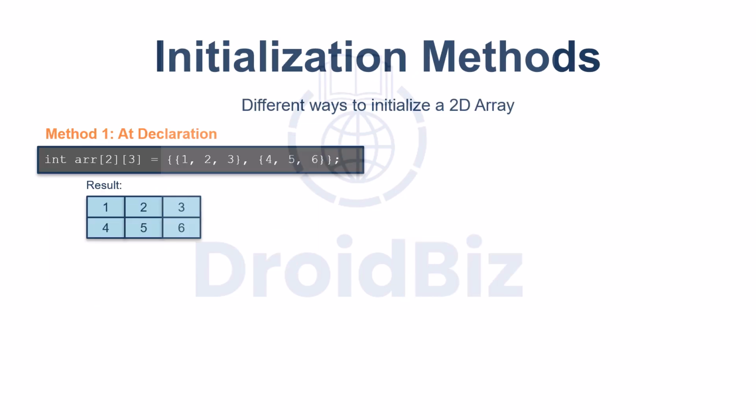Now let's learn different ways to initialize a 2D array. There are 4 common methods. Method 1 is at declaration. We write int arr, first bracket containing 2 and second bracket containing 3, equals, then use double curly braces. The first set contains 1, 2, 3, and the second set contains 4, 5, 6. This creates a 2 by 3 array with those values.